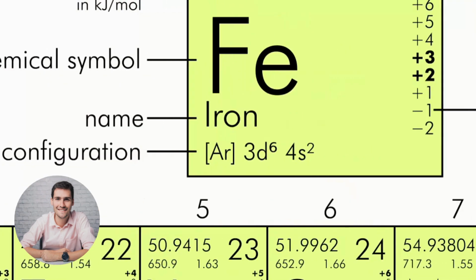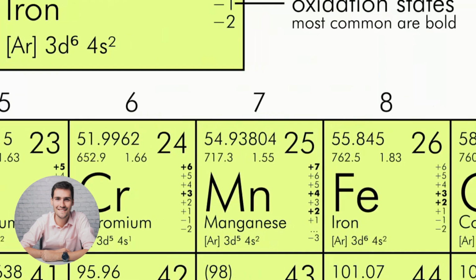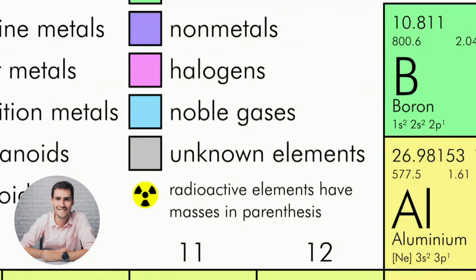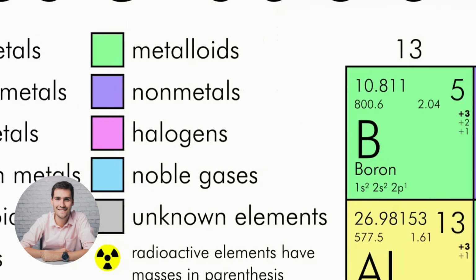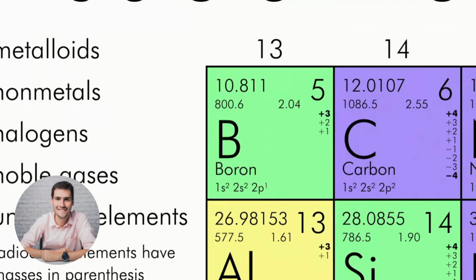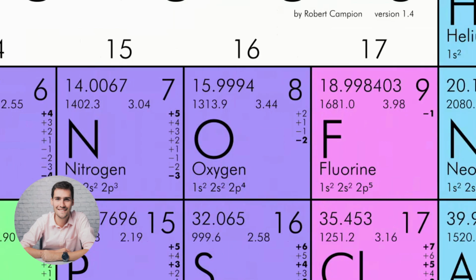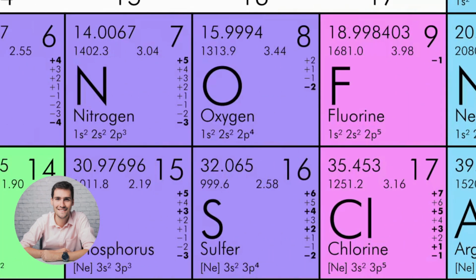As you can see, group 1 is alkali metals like lithium, sodium. Group 2, alkaline earth metals. Group 3 to 12, transition metals like scandium, titanium. Group 13, boron group. Group 14 is carbon group and group 15 is nitrogen group. Group 16 is oxygen group. Group 17, halogens, like fluorine, chlorine, bromine. Group 18, noble gases like helium, neon, etc.